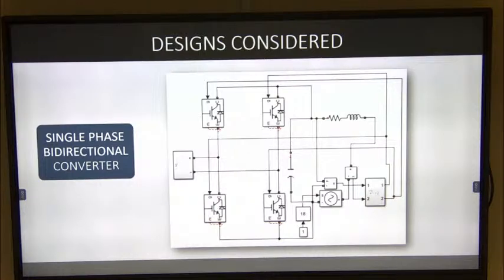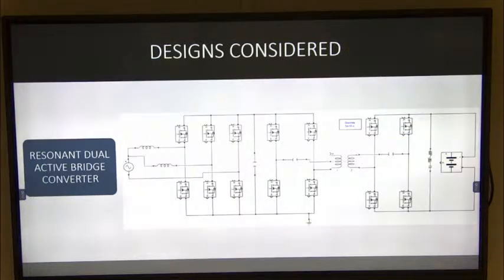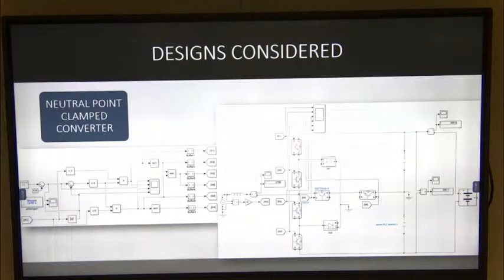So as you can see here, is a relatively simple design for IGBTs, and with that, we could achieve what we were going for. From there, we also consider a resonant dual active bridge converter, which is a little bit more complex. As you can see, it has like 14 IGBTs, but kind of the biggest thing for us working with this was that we were going to have to work with that inverter, with a transformer in the middle of the system itself.